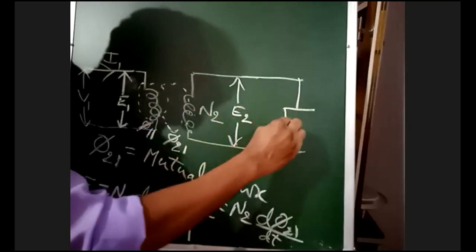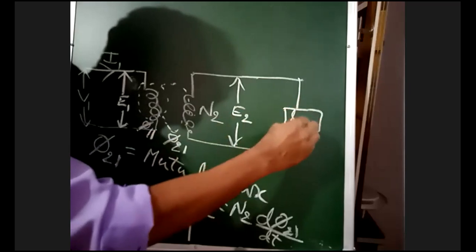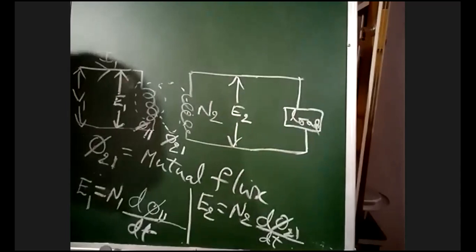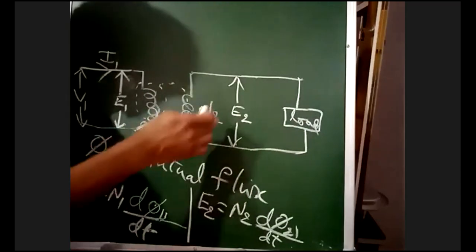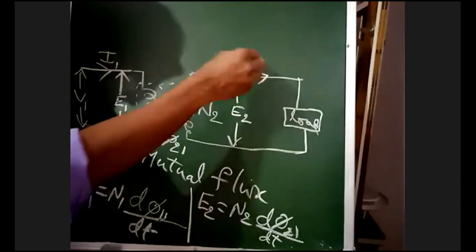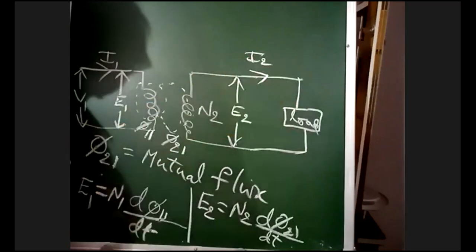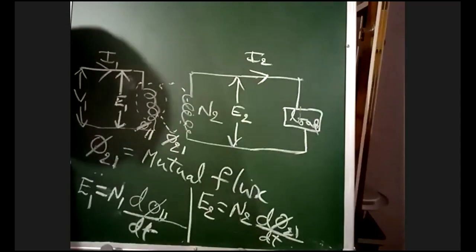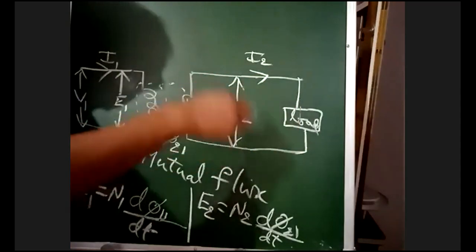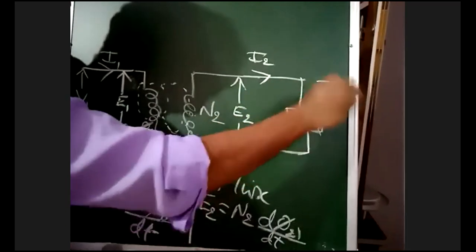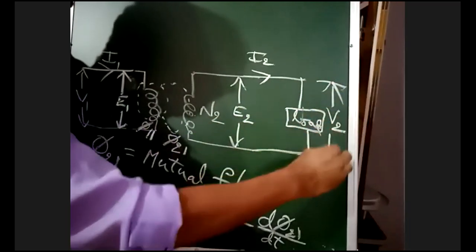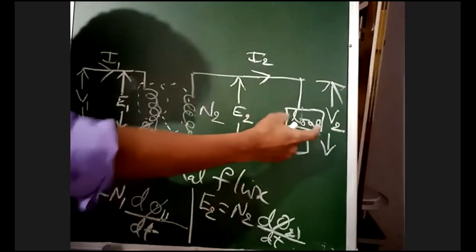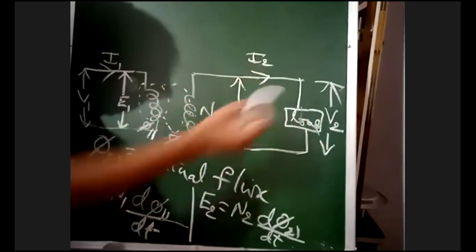I am providing the closed path for this open circuit with the help of load. Then, due to this voltage, current will flow in the load because the closed path is created. Now current I2 begins to flow in this loop. Now what is the voltage in the load? I am taking the voltage in the load as V2. Voltage drop across this: V2 is equal to I2 multiplied by this load.